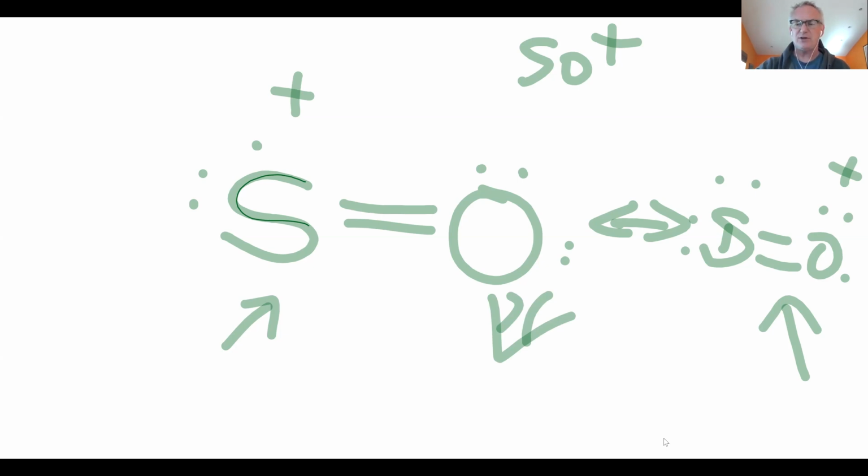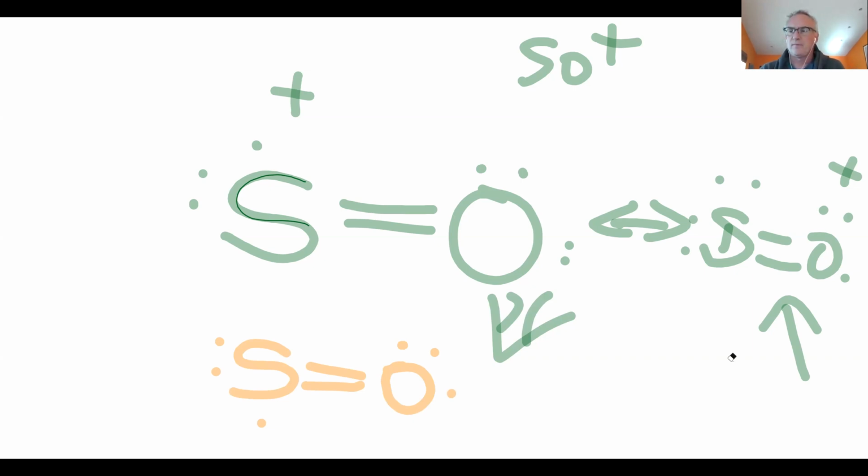And what would the hybrid structure look like? Look kind of odd, right? So basically it would look something like this. So we have our sulfur here, oxygen there. 1, 2, 3, 1, 2, 3. Where does that extra electron go?